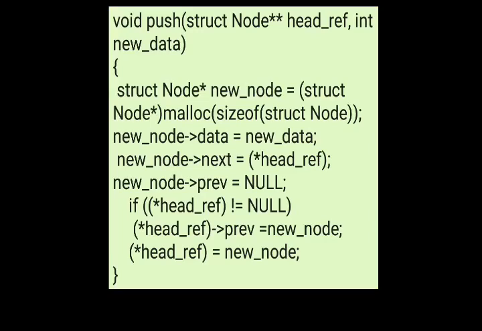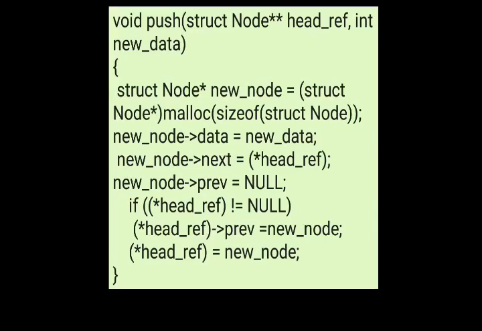Make the new node the head. So how can you do that? I told you to remember a point, right? The head's previous will point to a null value. So new node's previous is equal to null. Now E's previous is null. So E's previous link is null.